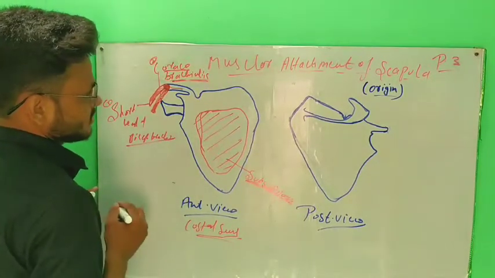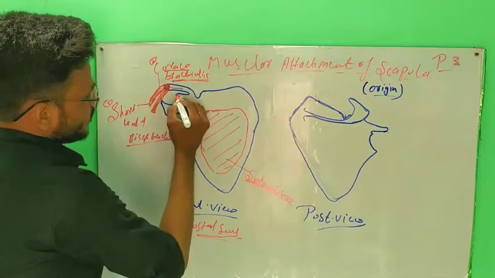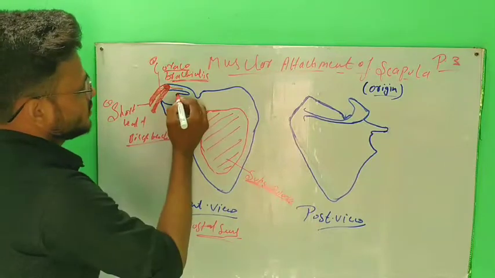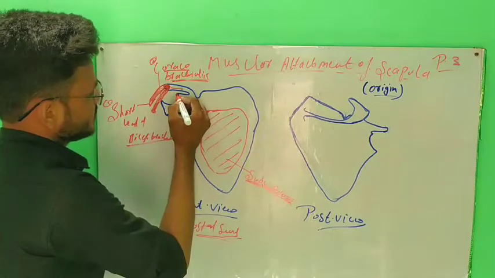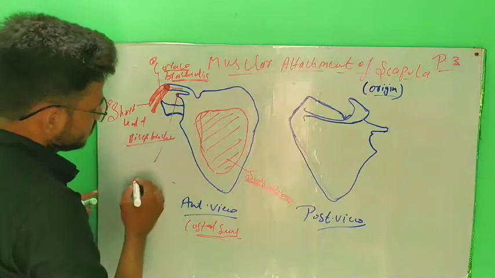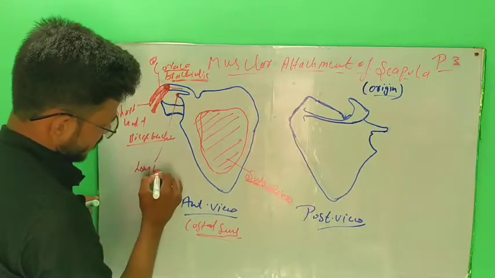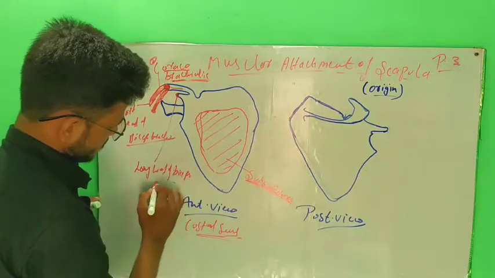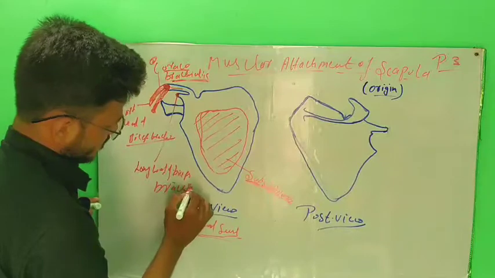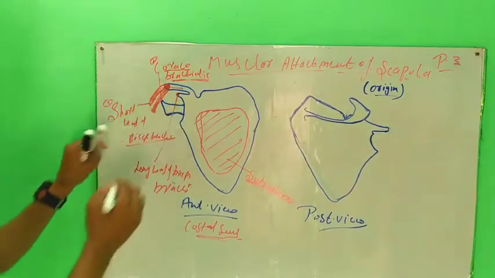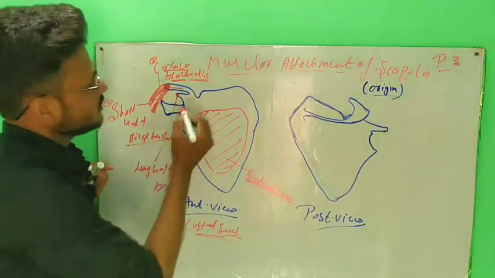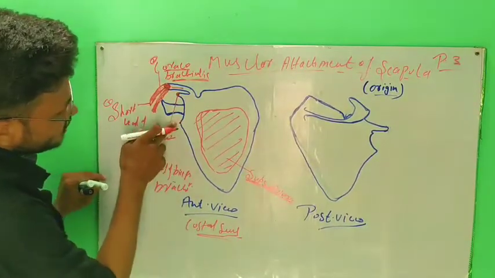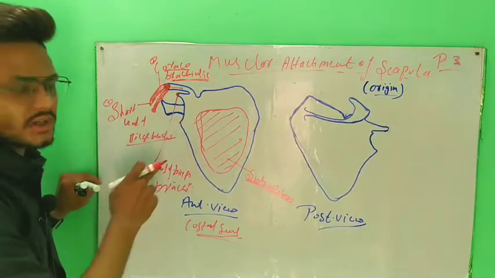Now our third muscle is from the supraglenoid tubercle. From the supraglenoid tubercle, the long head of the biceps brachii originates. And the tubercle inferior to the glenoid cavity is called the infraglenoid tubercle.